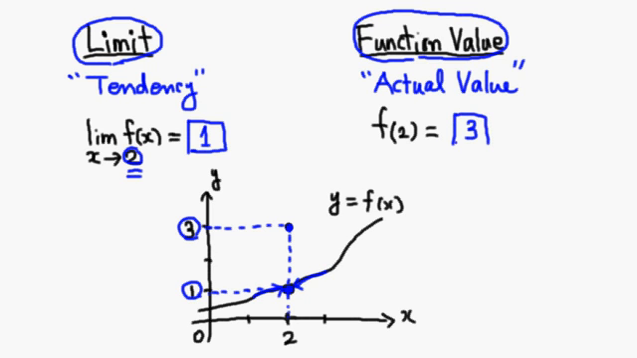So you can see that the actual function value is 3, which has nothing to do with the limit. You can see that these values are different. All right, hopefully this was clear.